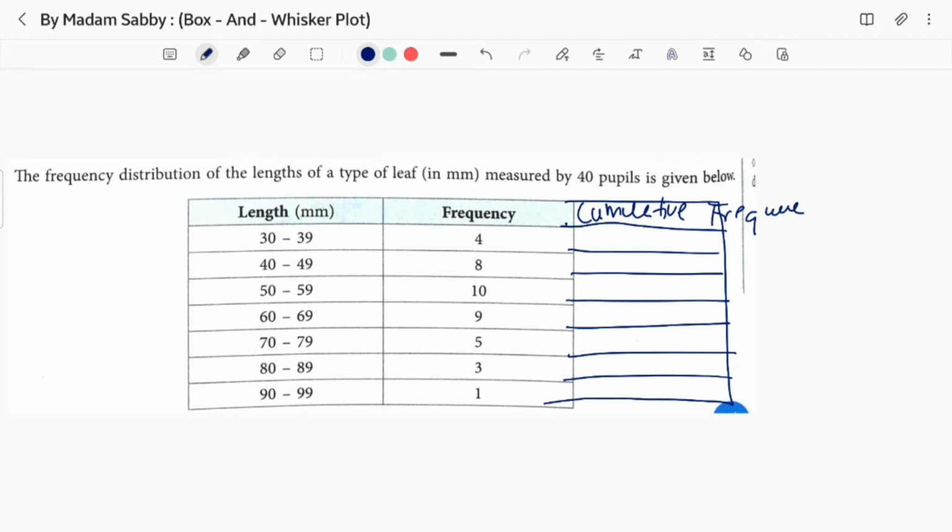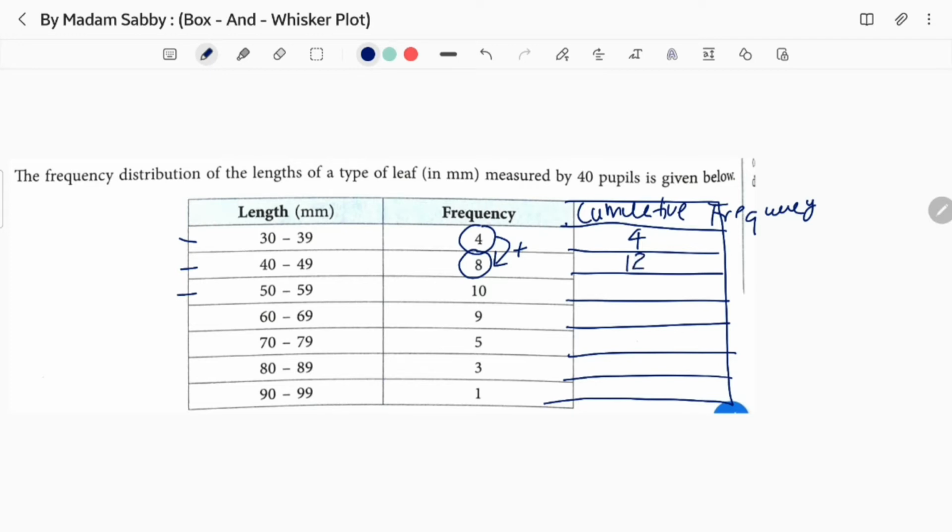For example, the first class interval is 30 to 39 and the frequency is 4. Previously, we don't have a class interval before 30 to 39, so the cumulative frequency for this one is 4. Next, for the second class interval, between 40 to 49, the frequency is 8. Previously we have 4, so 4 plus 8, the cumulative frequency up to this second class interval is 12.